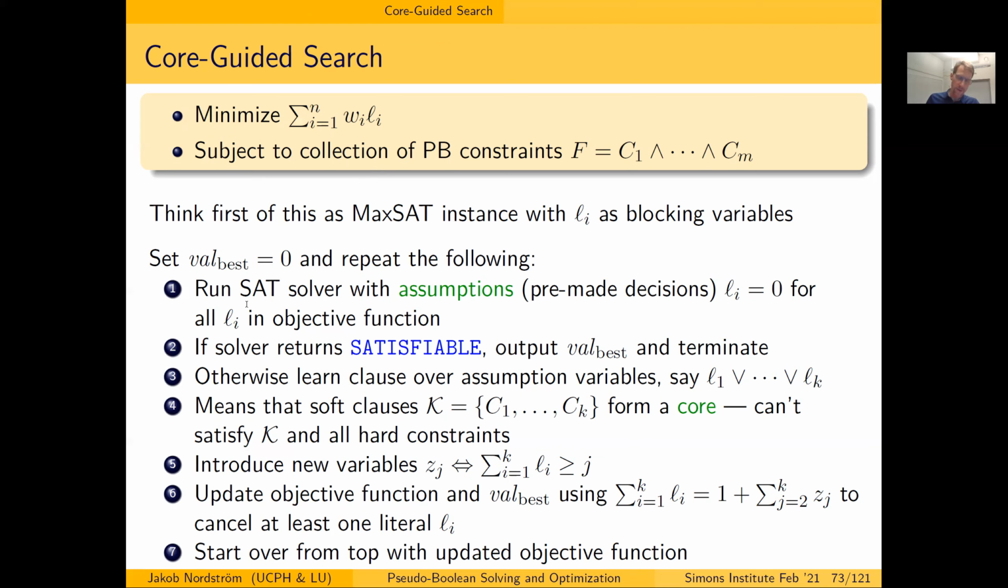And then we just store this additive lower bound somewhere. And then we assume that the rest of the objective function can again be 0, and then we repeat from the start. And we just run this over and over again, deriving new cores, until we get the answer satisfiable back. And when that happens, the current estimate of the best value is indeed an optimal solution.